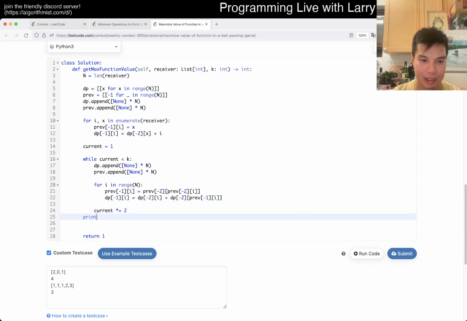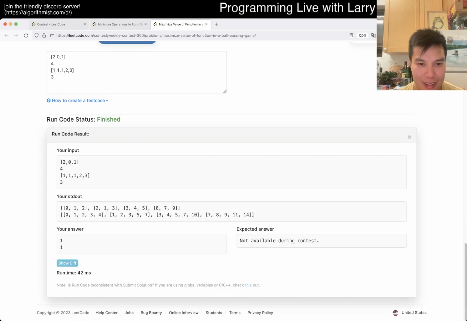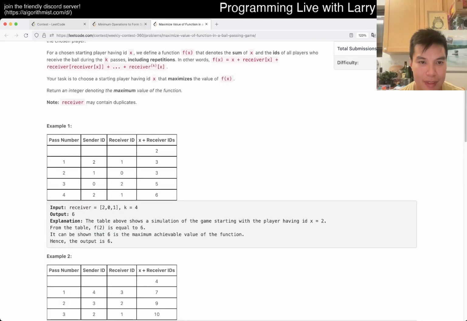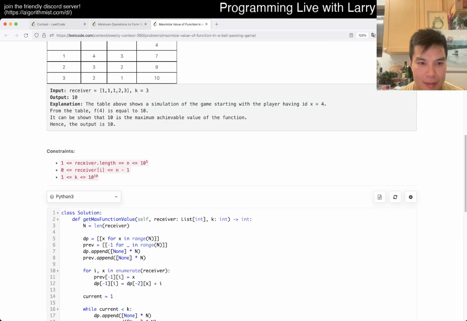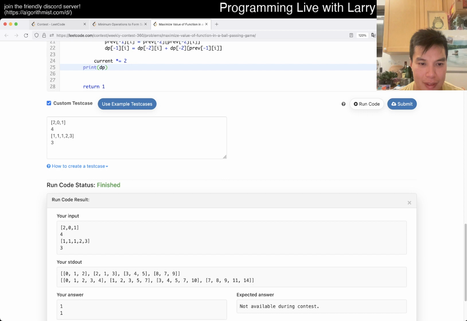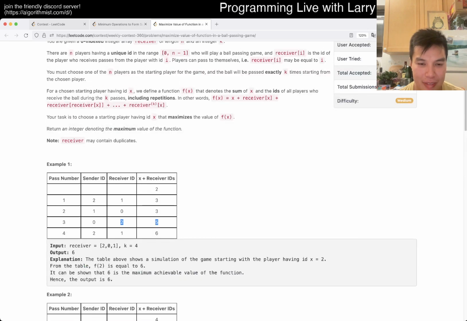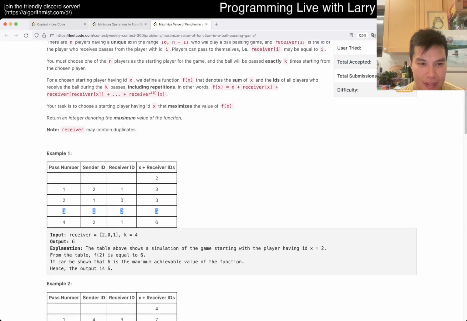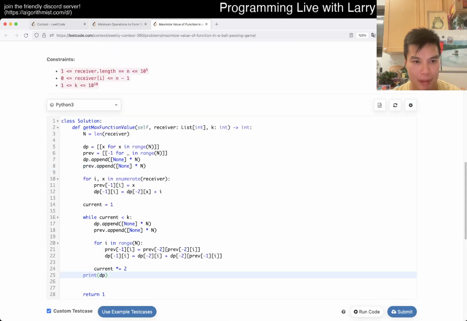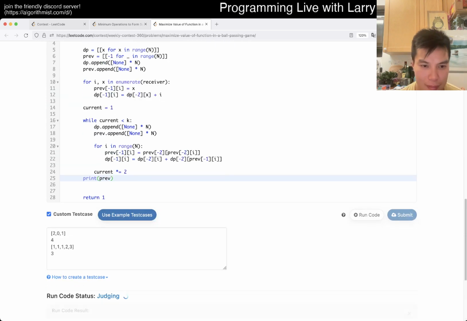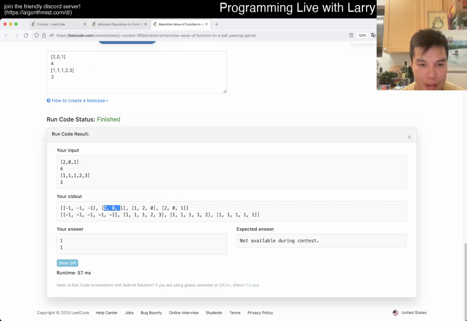I don't know if this is right. I mean, the idea makes sense. The 5 at least matches this 5, which is good. Is it though? K1? It should be 2 maybe, right? I'm going to print previous. Okay, and then 201.